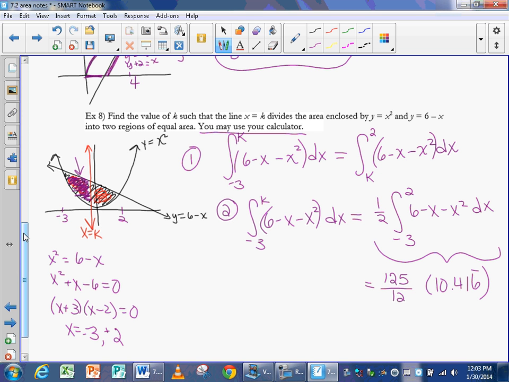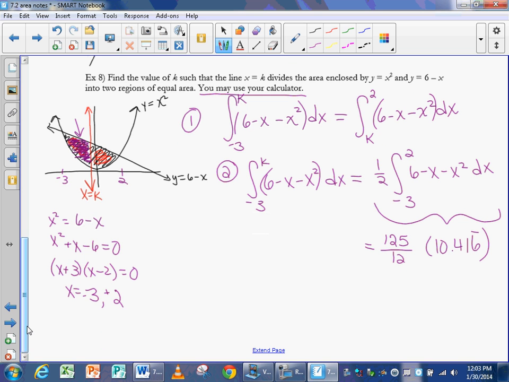What do I do with the left? I don't know what to do with the left, but you know what? All I can do is integrate. It says I can use my calculator, but my calculator's not going to let me put this k in. So this part we have to do by hand no matter what. So I'm going to take the antiderivative, and I'm going to evaluate it at -3 to k.